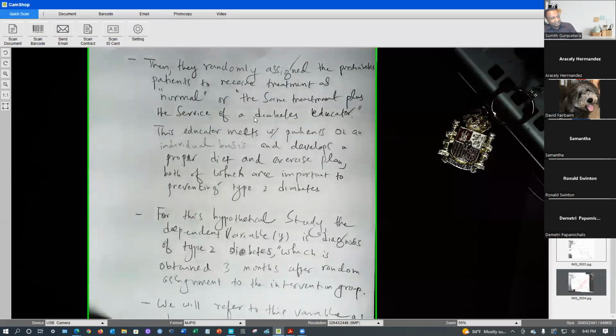This is a treatment. Then they will be assigned to some kind of diabetes educator, plus whatever you have with the normal treatment coming from the control. This is the control group. This is the treatment group.